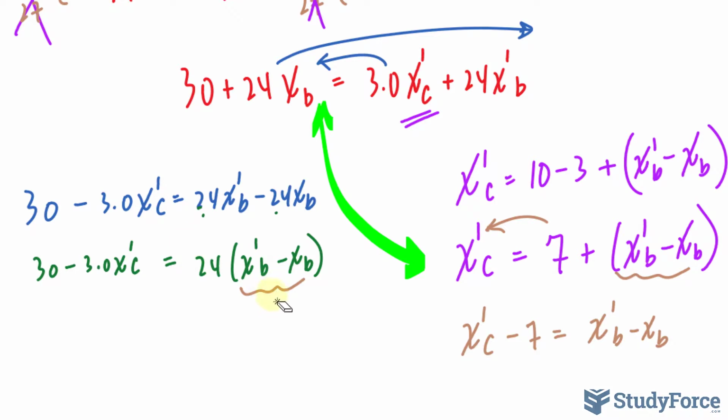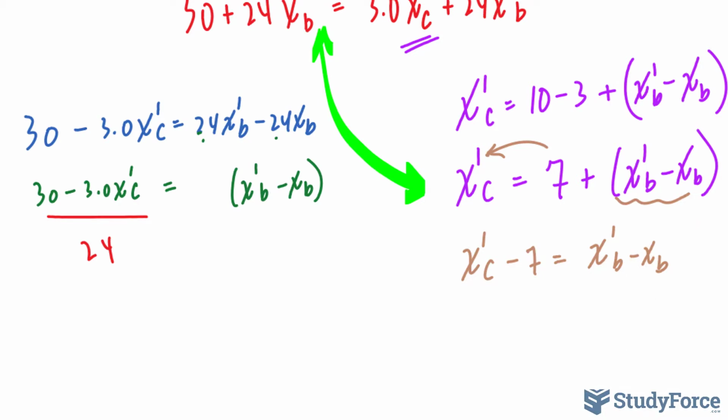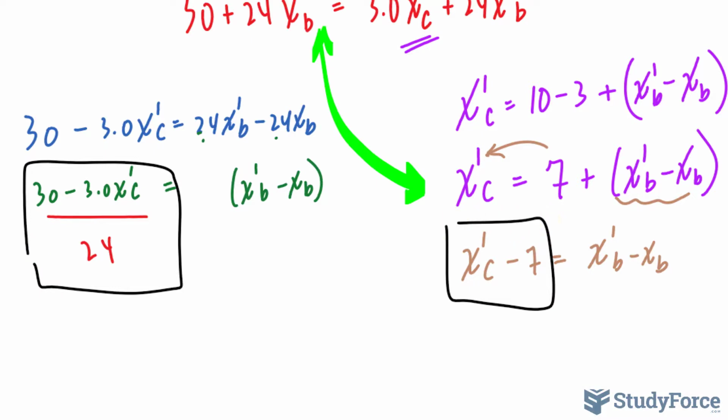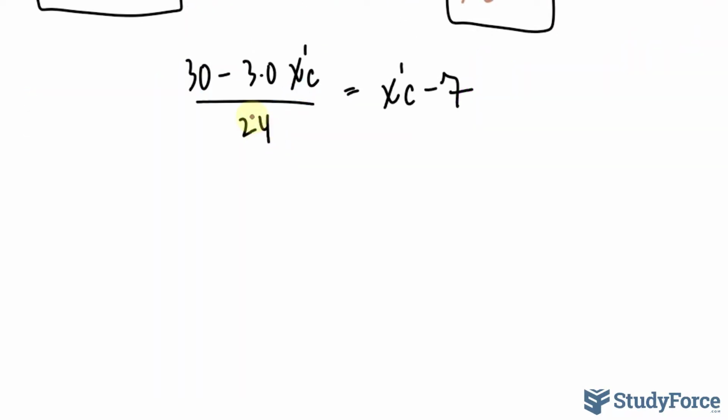Now taking your attention back to here, dividing both sides by 24, we'll cancel out the 24 here. So we're left with the same expression here and here, which means that we're getting really close to solving for x prime c, the distance after. That being said, I will make this and this equal to one another. Okay, now that that's done, take a look. I'll make this 30 and 24 into a fraction. It equals 5 over 4, and 3 over 24 becomes 1 over 8 x prime sub c is equal to x prime sub c minus 7.